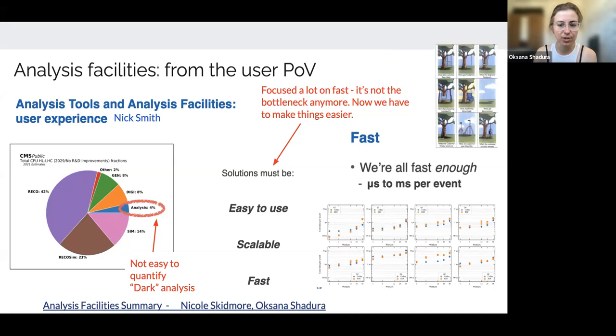There was also an interesting point that instead of focusing all the time on the technical part of the analysis facility, it's interesting to take a look at what users actually see from the user perspective. And there was an interesting presentation by Nick Smith, where we could say that we were focused the last 5 years a lot on what is fast, and it seems to be no longer the bottleneck. So now we need to try to make things much easier, much more usable, much more friendly for the users.